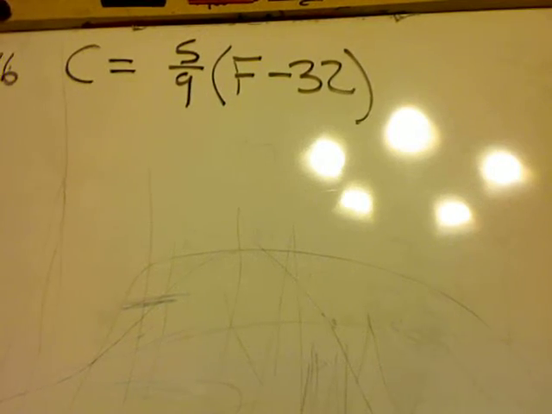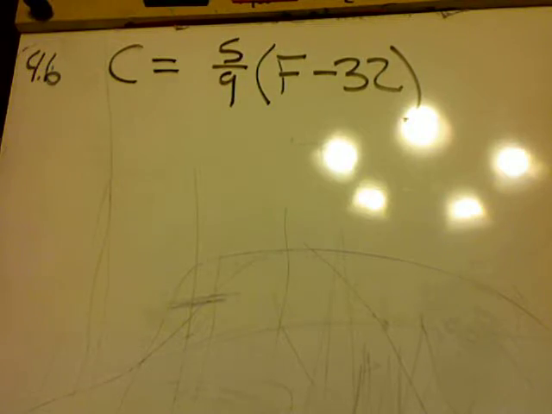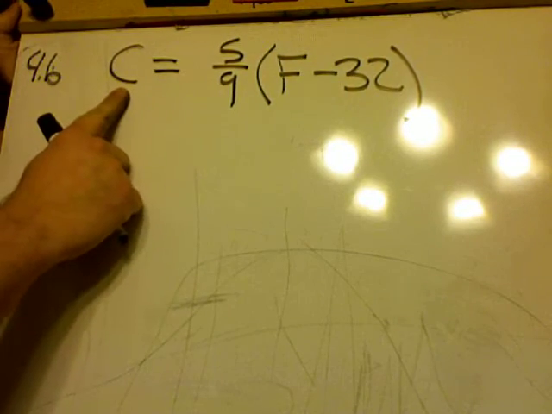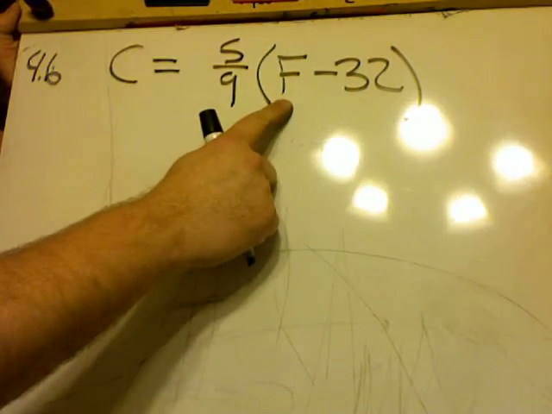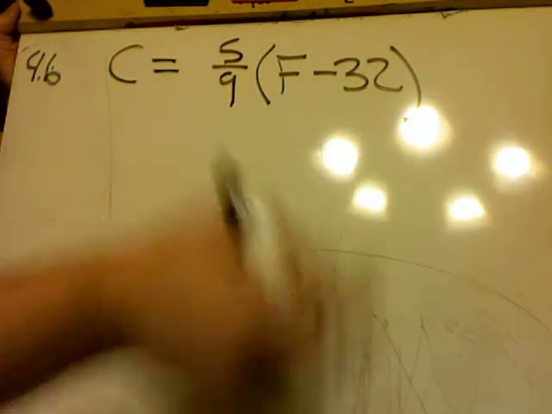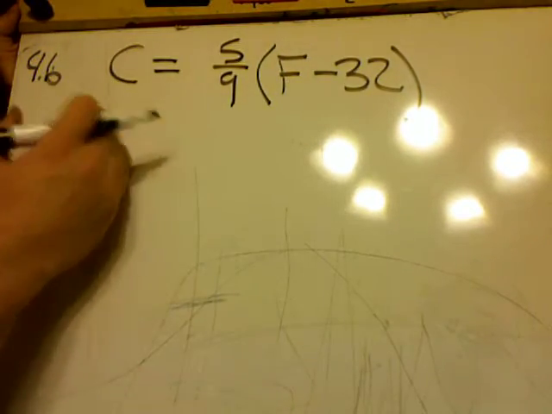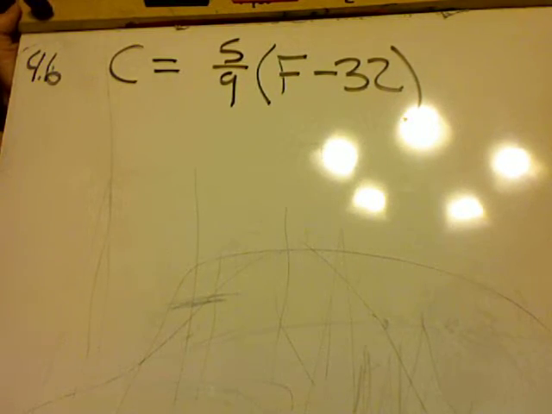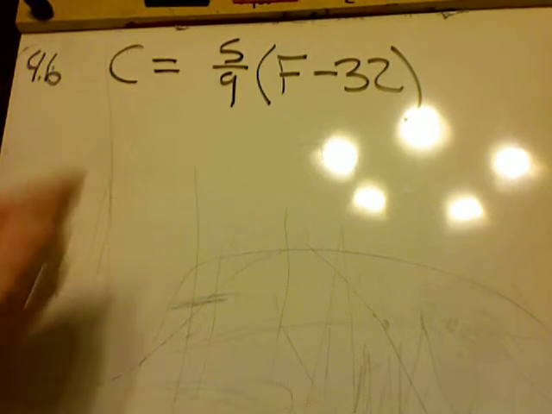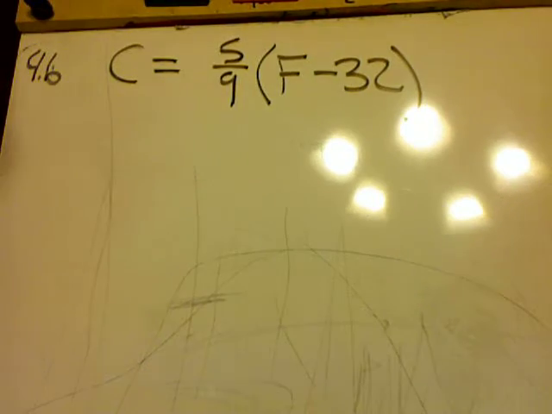Okay, so this is an interesting formula that we see quite a bit. This is the temperature in Celsius given a temperature in Fahrenheit. In other words, if I know what the temperature is in Fahrenheit, I can plug that in and chug out the answer, which would give me the temperature in Celsius. So this is the temperature in Celsius in terms of the temperature in Fahrenheit.